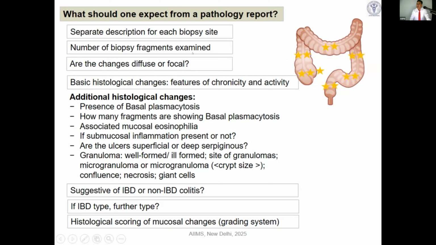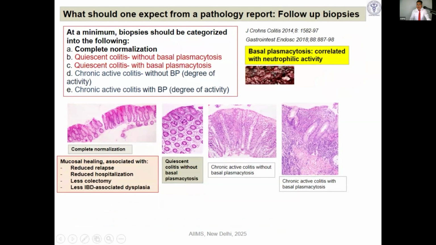You have to mention the number of biopsy fragments examined. Are the changes diffuse or focal? Are the basic histological changes of chronic active colitis there or not? Additional histological changes, all we have discussed today, should be described. You have to mention everything in detail. Then you say whether it is favoring IBD or not favoring IBD, what the type is, and you should not forget histological scoring. Scoring is important also for the follow-up biopsies. If you are not doing scoring on the baseline biopsies, how do you compare whether it is improving or not?